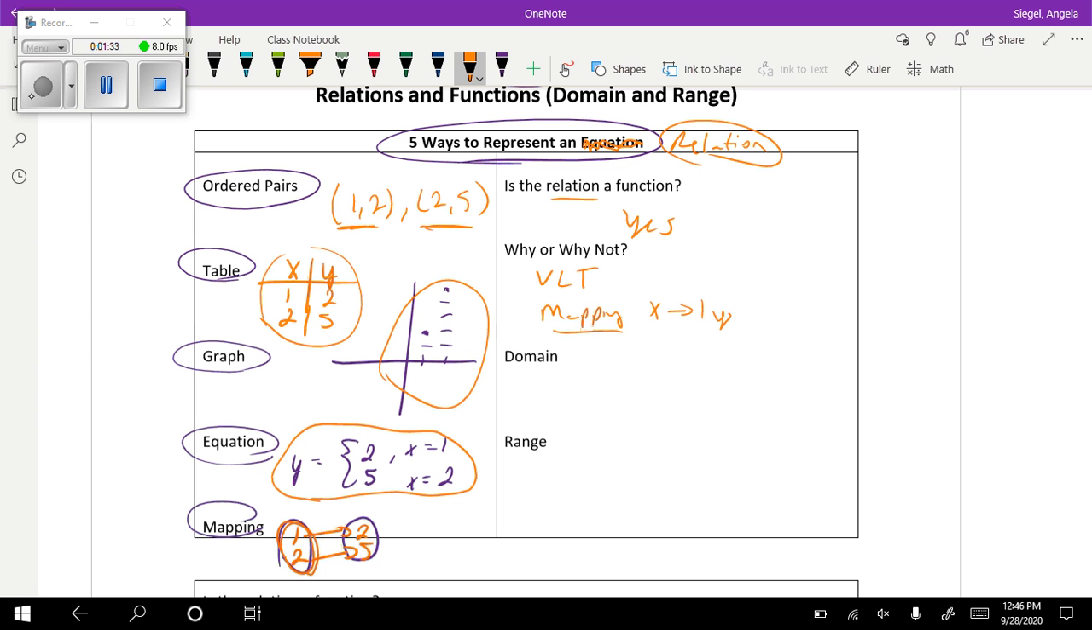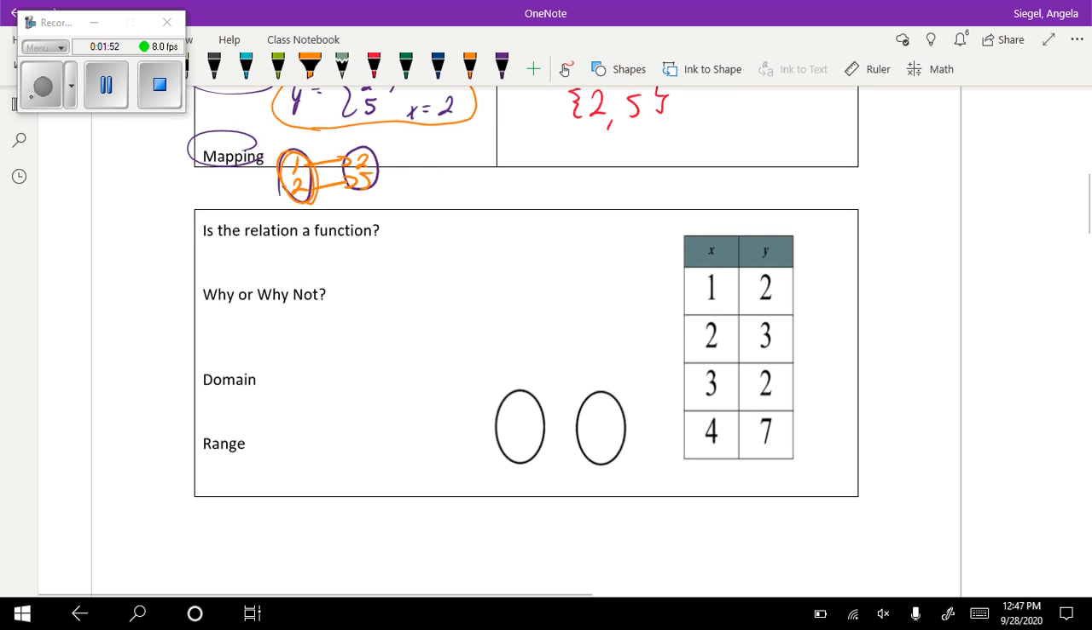Okay, so the domain, this is a review. The domain is going to be your x values, so it's going to be 1 and 2. And then your range is going to be your y values, so it's going to be 2 to 5. Okay, so we're going to look at this and answer these 4 questions. Go ahead and try that and see what you can do.